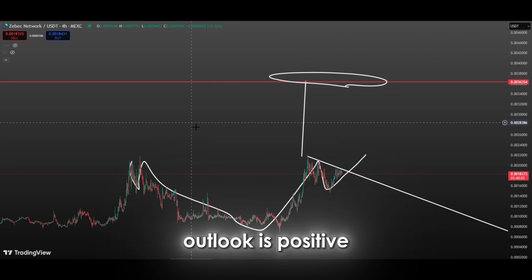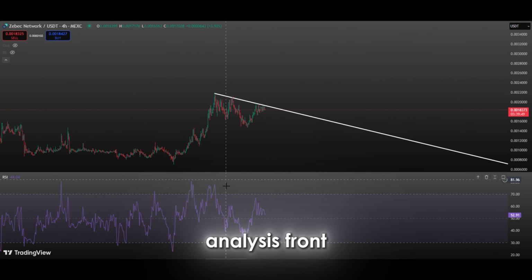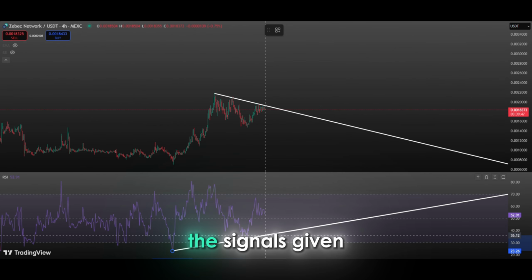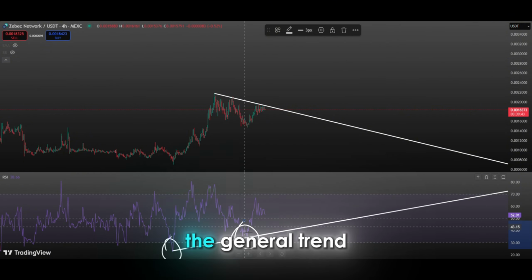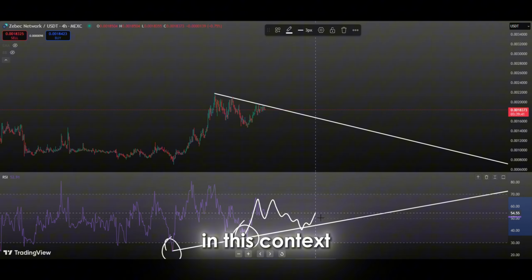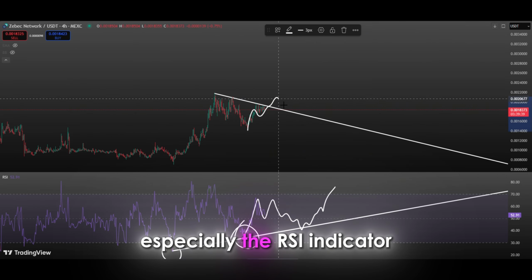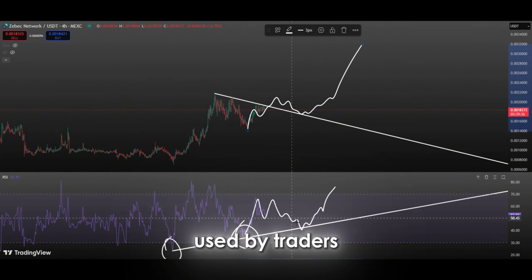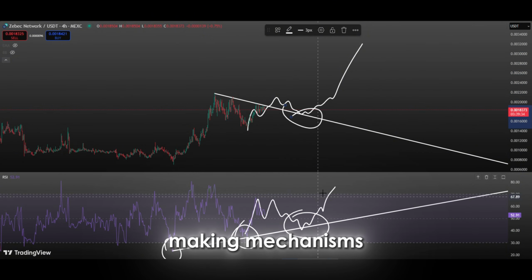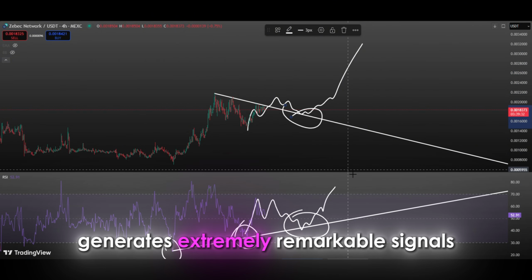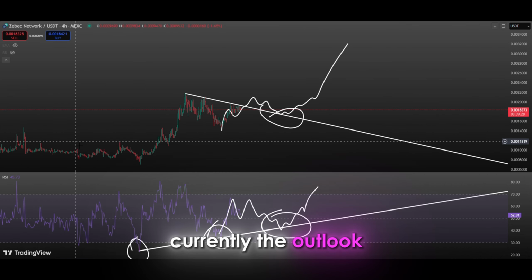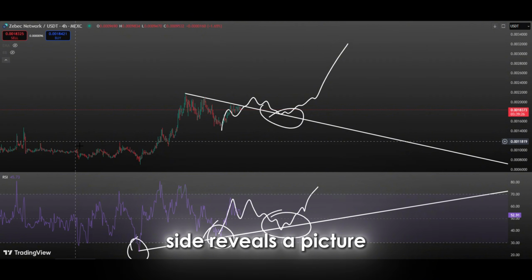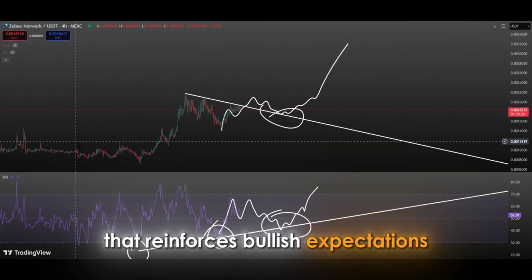On the technical analysis front, in addition to price movements, the signals given by auxiliary indicators also provide valuable information about the general trend of the market. In this context, especially the RSI indicator, which is frequently used by traders in their decision-making mechanisms, generates extremely remarkable signals when interpreting the current market structure. Currently, the outlook on the RSI side reveals a picture that reinforces bullish expectations.